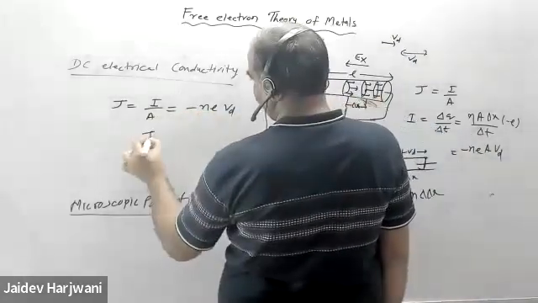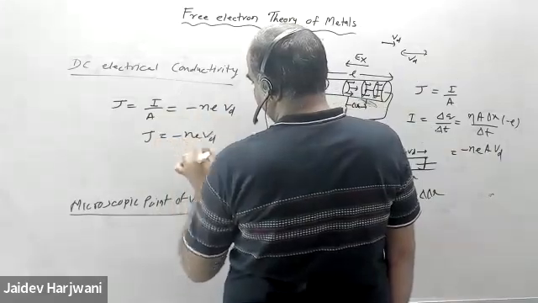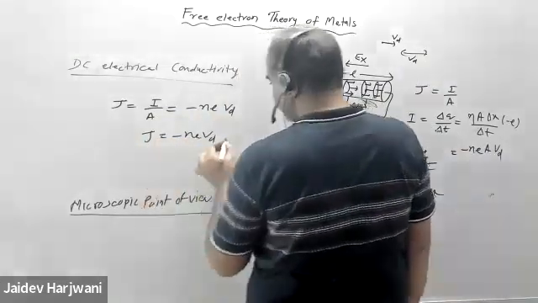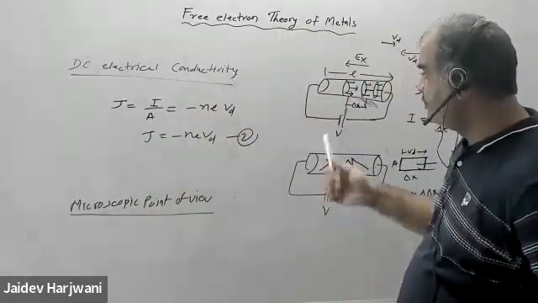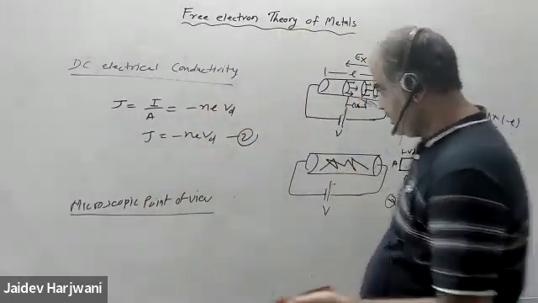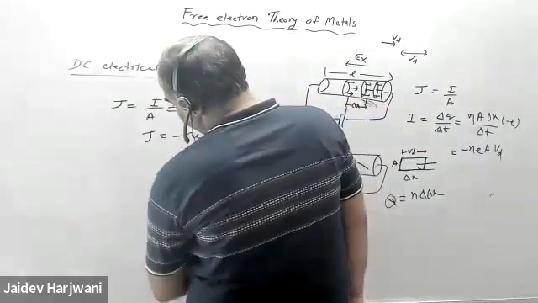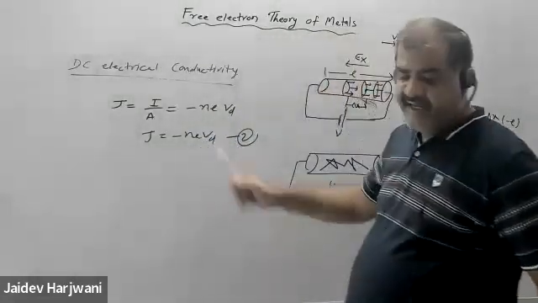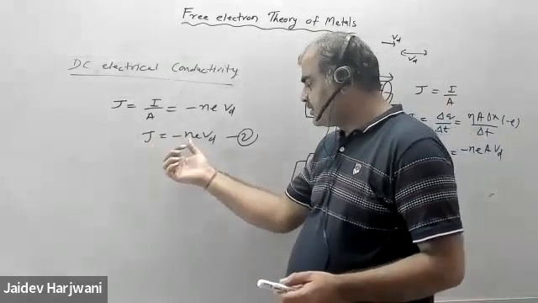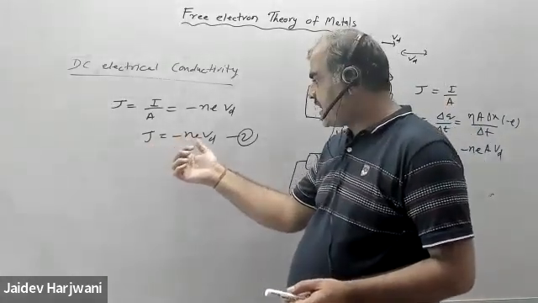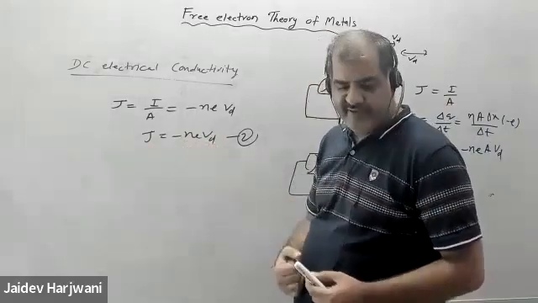This is the expression for current, minus N e Vd. Let's call this equation number 1. Ohm's law, you can give as equation number 2. Now I need to calculate this Vd. If you want to calculate current, I know the carrier density and theoretically the charge. I want to calculate this drift velocity.